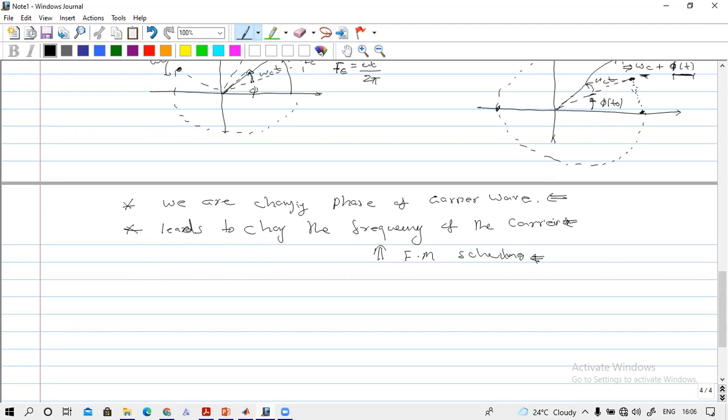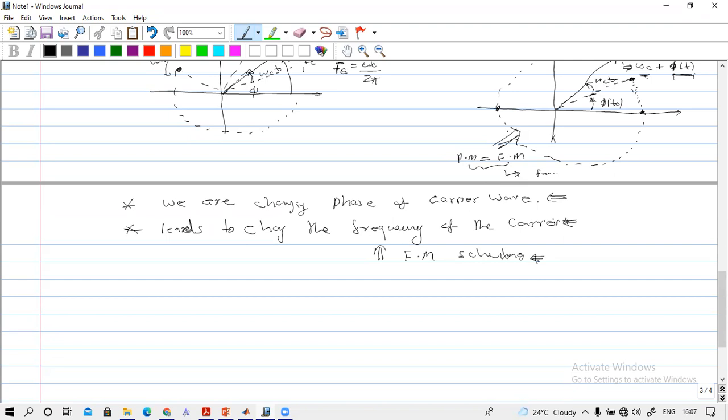So I think using this phasor diagram, you can see some similar things with PM and FM. In both cases, the frequency is changing. In phase modulation and frequency modulation, you can see in both cases the frequency of the signal is changing.